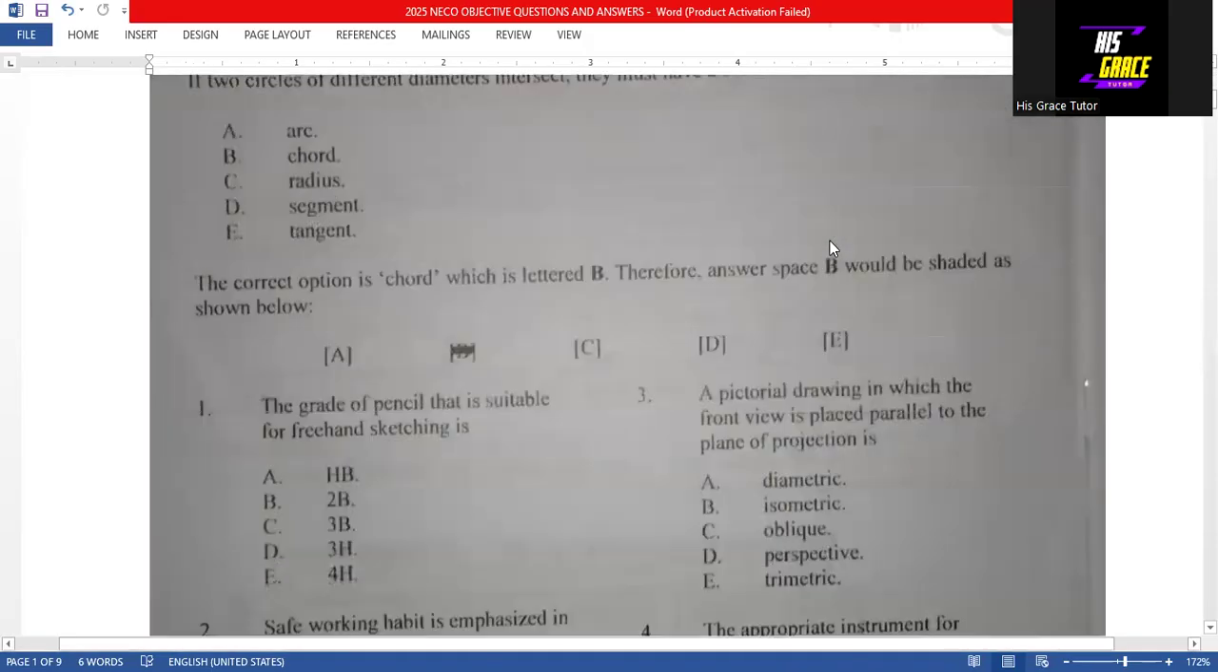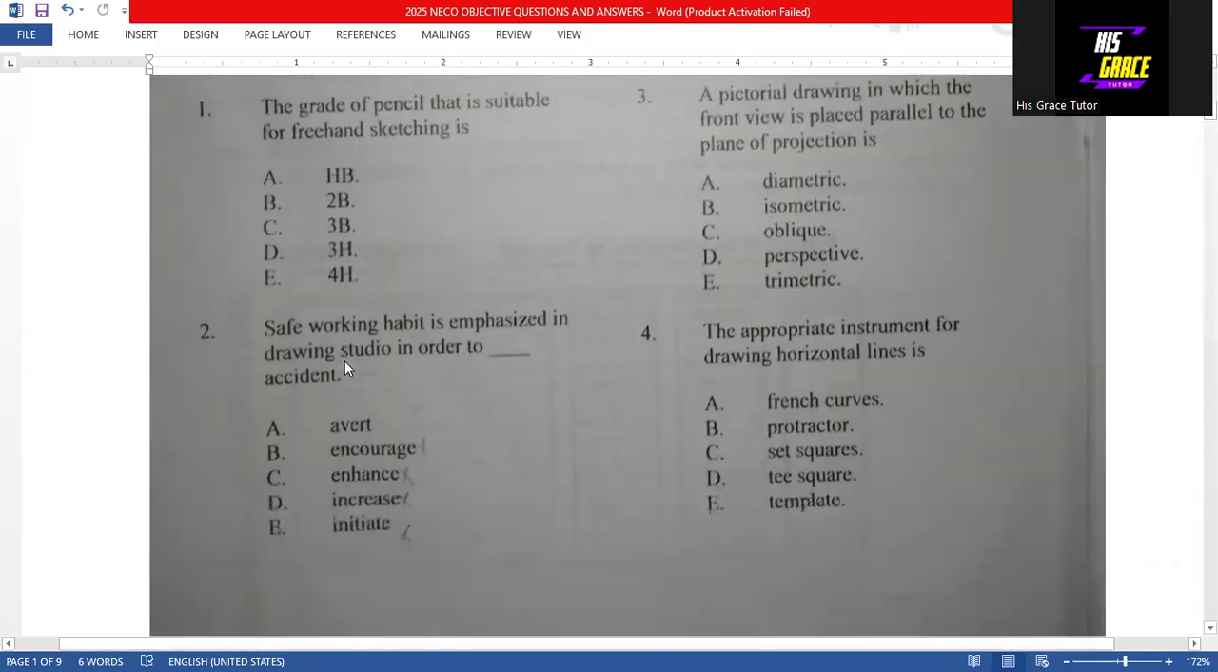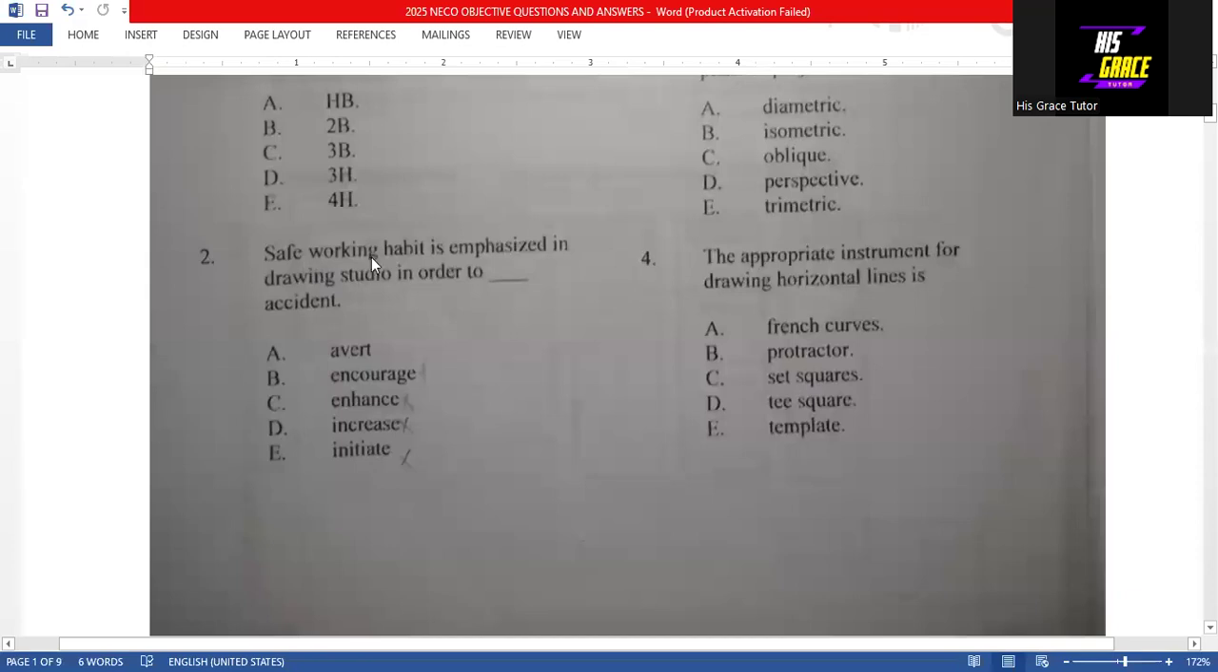So question one, we have that the grade of pencil that is suitable for freehand sketching is 2B. So option B is the answer to question one. Question two, safe working habit is emphasized in the drawing studio in order to avert accident. That is option A is the answer to question two.